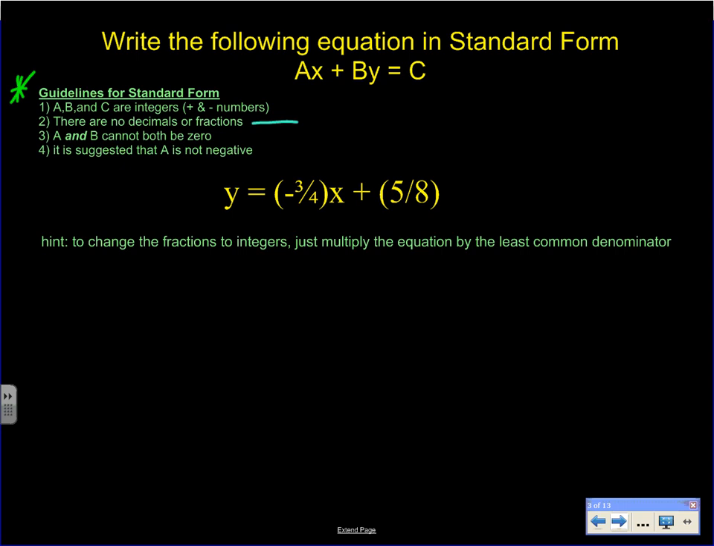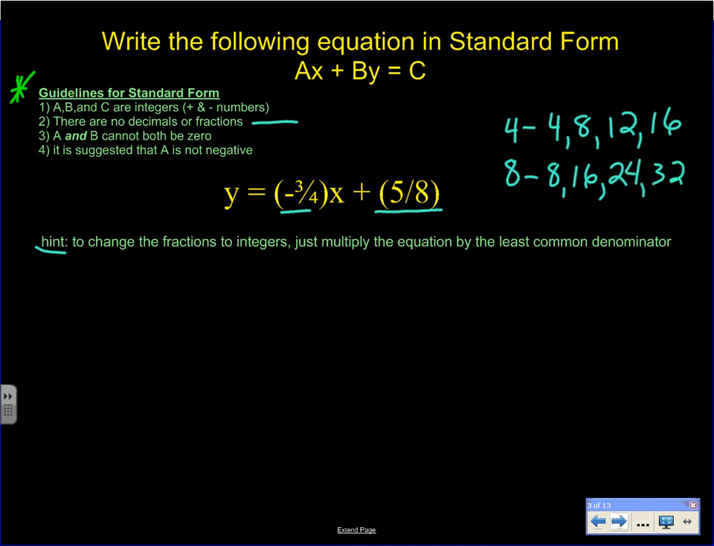I've written down a hint here for you. To change fractions to integers, you just multiply both sides of the equation by the least common denominator. Well, if we look at the denominator in the slope, the denominator there is going to be a 4. And if we look at the denominator here, it's an 8. And if we find multiples of 4, it looks like this. If we find multiples of 8, we'll find this many of them. Now, which multiples of 4 are also multiples of 8?